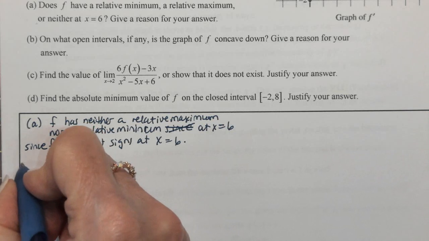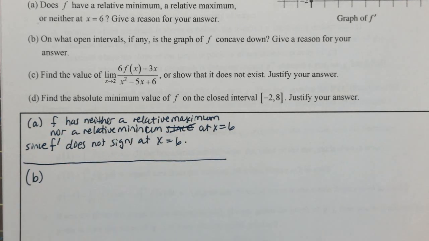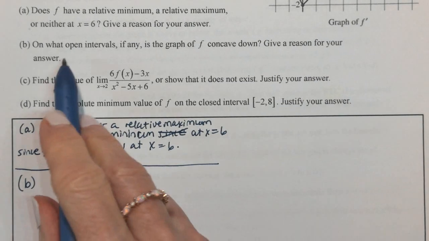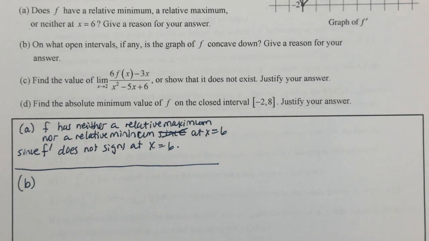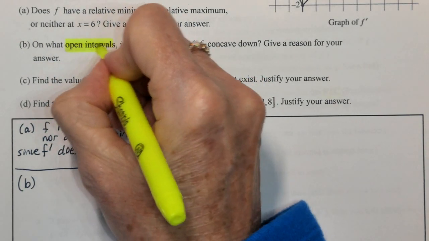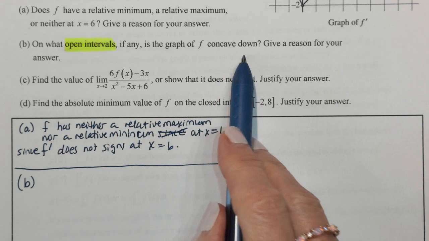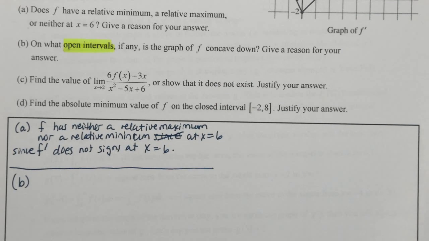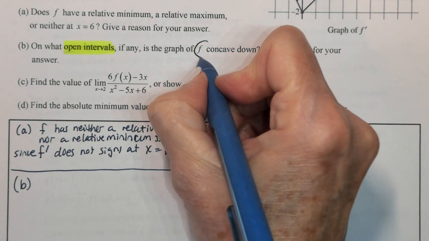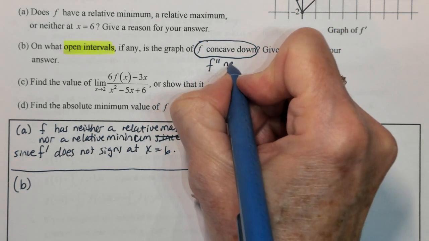Alrighty, part B. So for part B, on what open intervals? They are telling you to write open intervals. So do not give them a closed interval if they say specifically open intervals. On what open intervals, if any, is the graph of f concave down? For f to be concave down, f double prime needs to be negative, true?